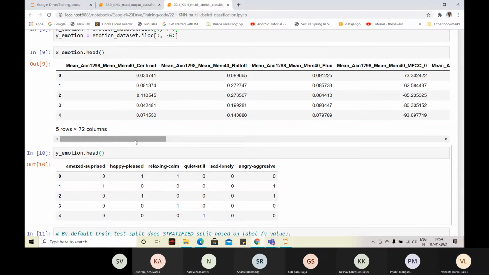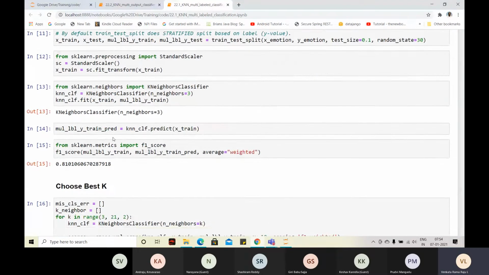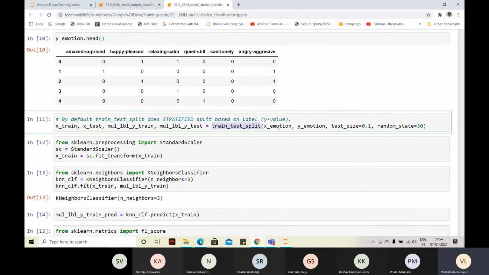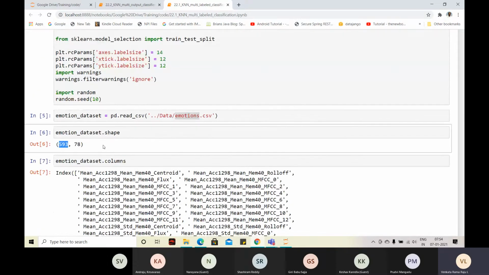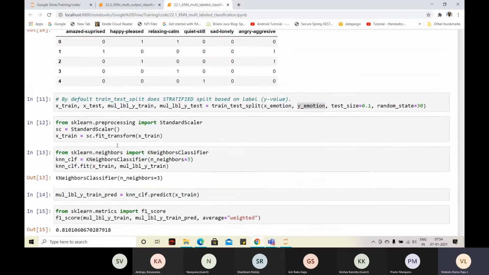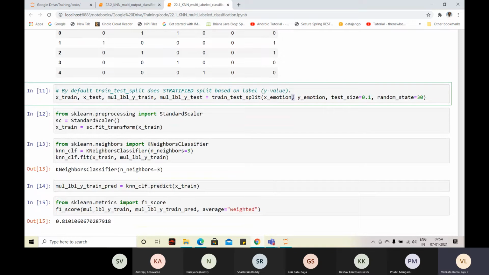Okay, good. So I am splitting data, the train test split again. It takes emotions, the input, and y. Here the stratifying columns are multiple. So it is going to take happy, pleasant, and relaxing, calm. Maybe 10 records are there belonging to these two categories. Then it will take one record into the test set and 9 into the train set. But this data set is very small, only 593 records. It will not cover all the scenarios on the train set and test set. We'll see that problem also in a moment.